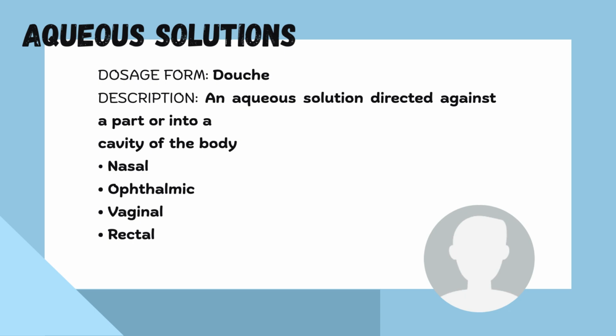And then third, vaginal douche, used for cleansing or treating infections in the vaginal cavity. Should be mild and non-irritating. And then for example, acetic acid or antiseptic vaginal douche. And then fourth, the rectal douche, used to cleanse the rectum before medical procedures or to relieve constipation. For example, warm saline enema solution.